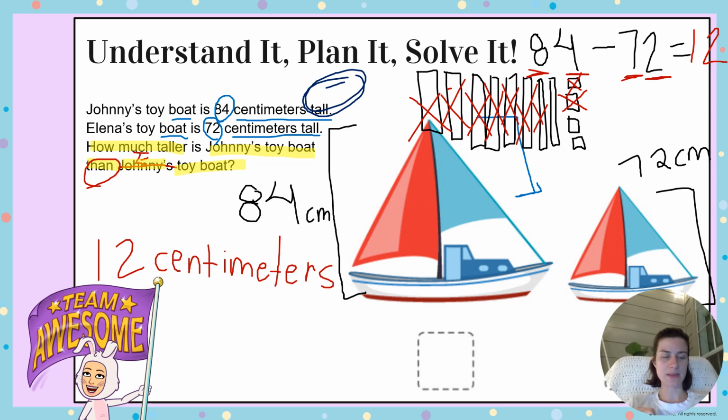Okay, 12 centimeters. If you really wanted to be fancy, you could write out Johnny's toy boat is 12 centimeters taller than Elena's toy boat. And that's how you would complete that. Pause this recording, finish up, and then you can press play when you are ready to continue with You Do Time.